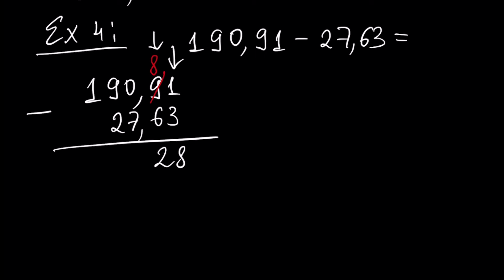0 minus 7, we cannot perform it, so we take 1 from this 9, and we have here 8. And our 0 will be 10. 10 minus 7 is 3. Here we had 8 minus 2 is 6. And let's rewrite 1 and put the floating point in its place. So our answer will be 163 and floating point 28.